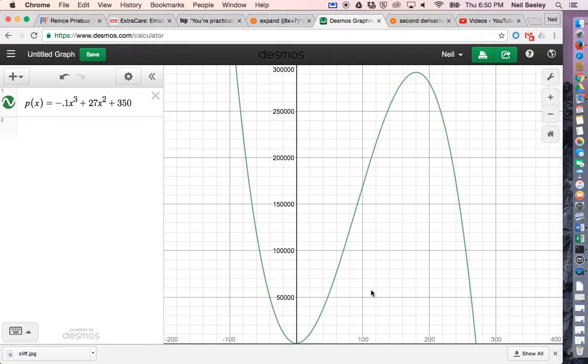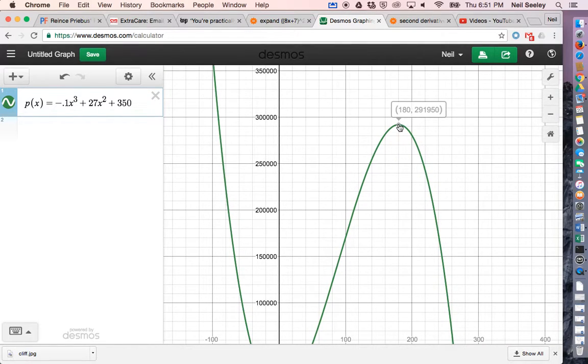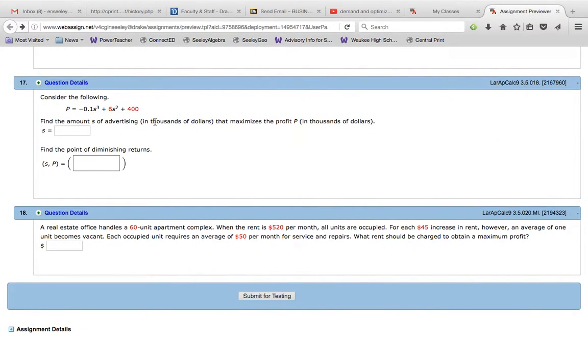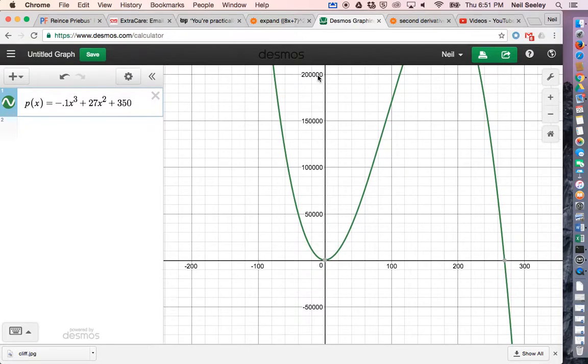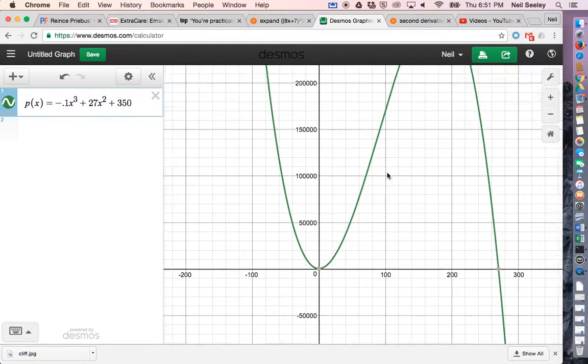And it's pretty big bucks. What we're seeing at 180, if I have my window just right, is 291,950, and remember, profit is also in thousands of dollars. This is big money, holy buckets. If you put 3 more zeros on there, that's 291,950,000, and that's for $180,000 in advertising, which is a drop in the bucket. That's obviously the maximum. The other critical value we got at 0 was not a maximum, it's more of a minimum.